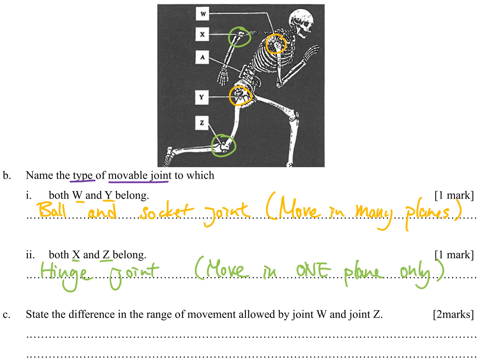Question C. Can you state the difference in the range of movements allowed by joint W and joint Z? I think the answer is very straightforward. I gave you the hints in question B1 and B2 already. Please do it on your own.